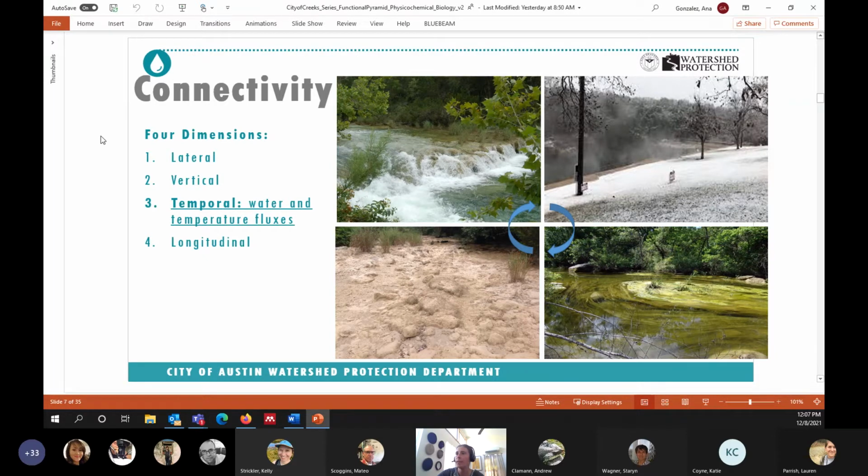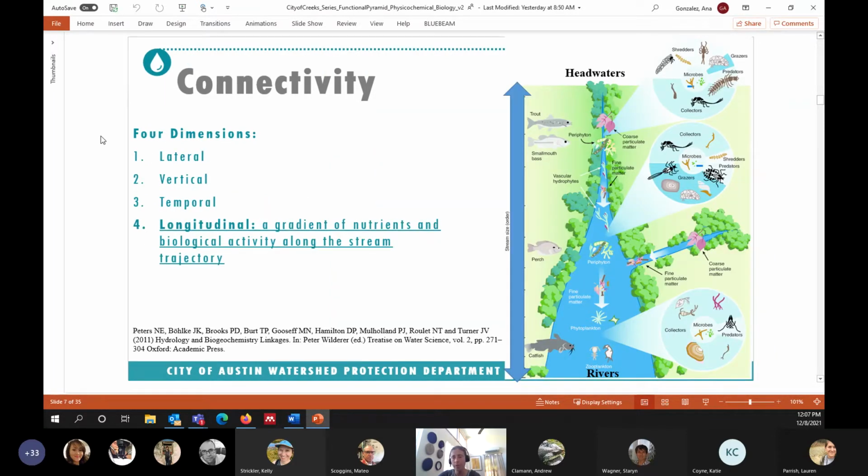And the last dimension that we're going to talk about, or that I'm reiterating, is this connectivity longitudinally, all the way from headwaters to the bottom, the mouth of our streams. And things happen in a gradient there, accumulation of nutrients, biological processes, what organisms are adapted to those conditions.